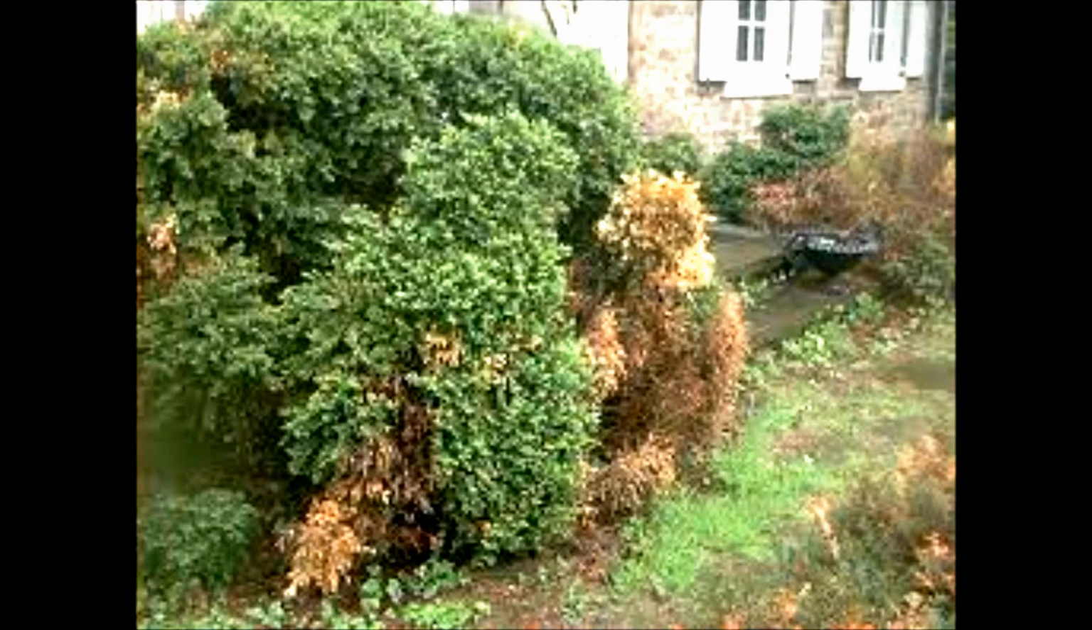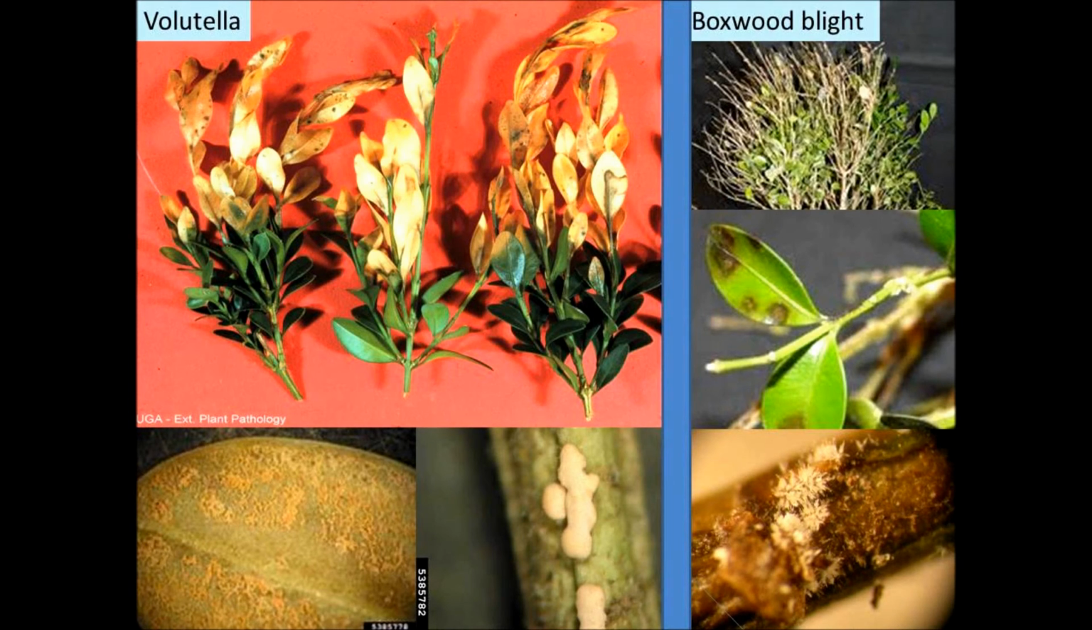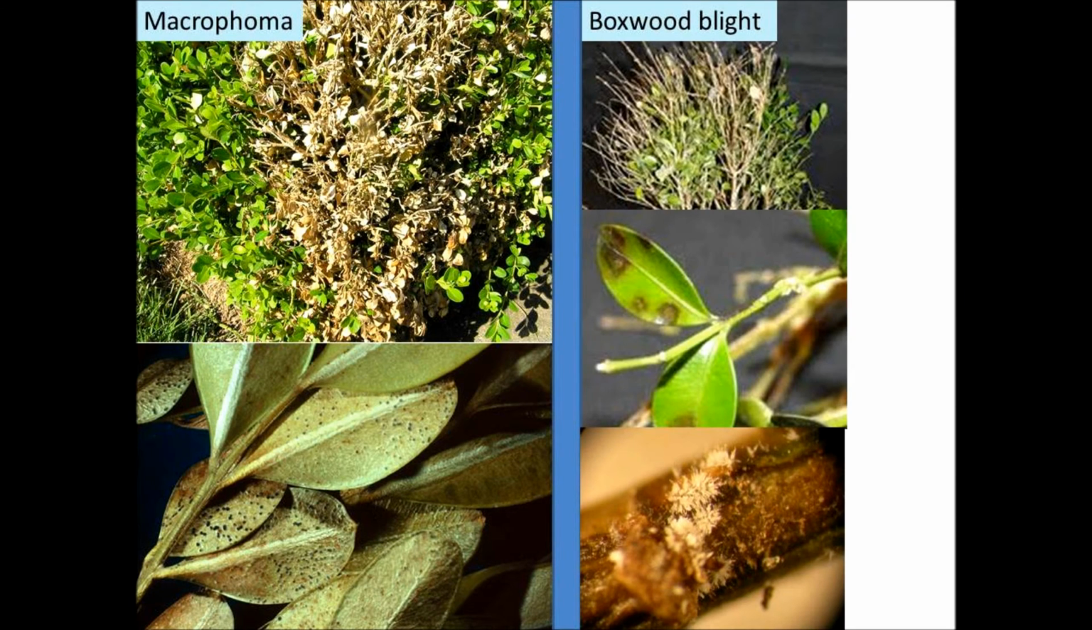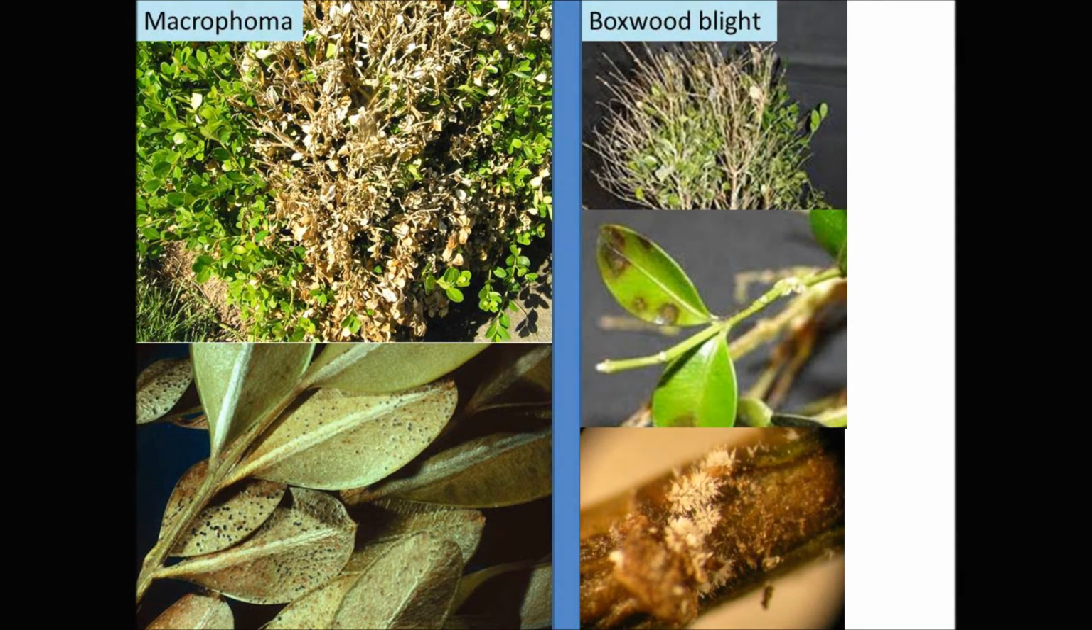Typically, Volutella does not cause defoliation. Dead straw-colored leaves will still remain on the plants for the season. Both Volutella and Macrophoma are common and frequently found on boxwood infected with boxwood blight. The presence of one or both of these pathogens does not rule out the presence of boxwood blight.